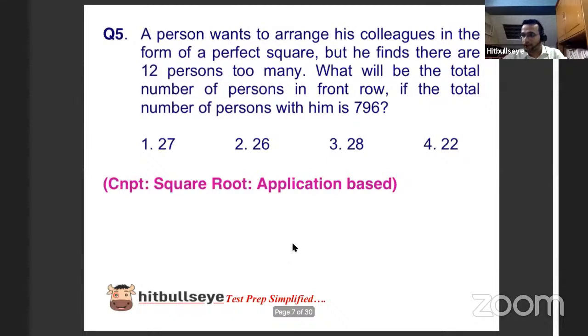Yes, I'll quickly give you 20 seconds. Please solve this one. I'll read the question. A person wants to arrange his colleagues in the form of a perfect square, but he finds there are 12 persons too many. What will be the total number of persons in front row if the total number of persons with him is 796? Please solve the question and then we'll discuss.